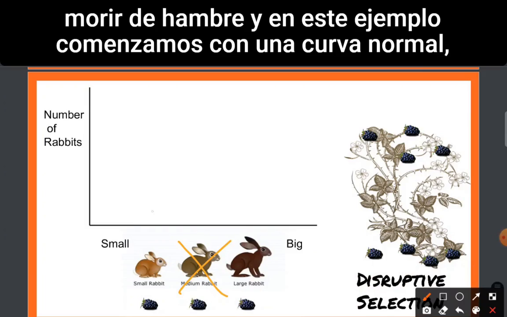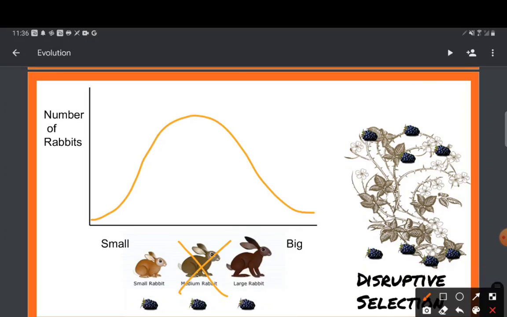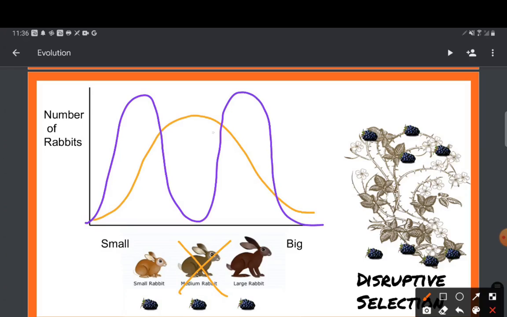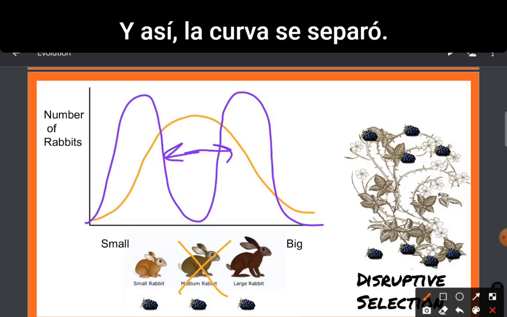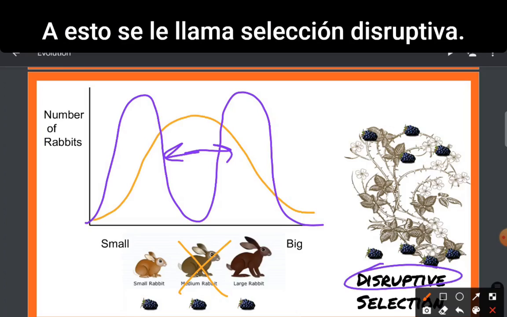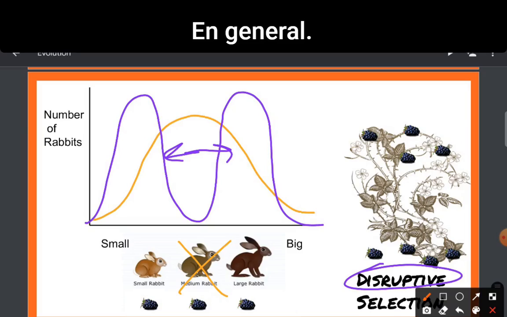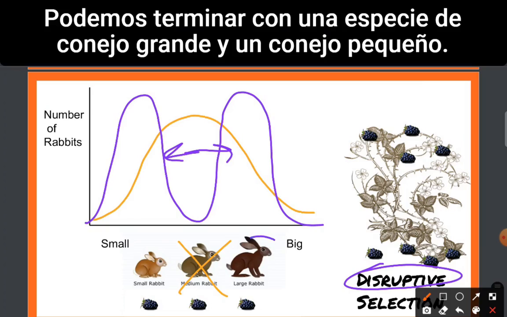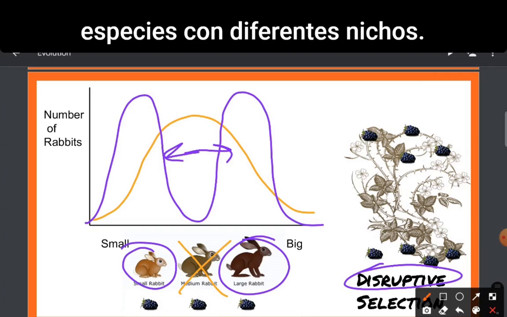And so in this example, we started with a normal curve, but we ended like this. And so the curve moved apart. This is called disruptive selection. Generally, this will lead to speciation. We may end up with a large rabbit species and a small rabbit species with different niches.